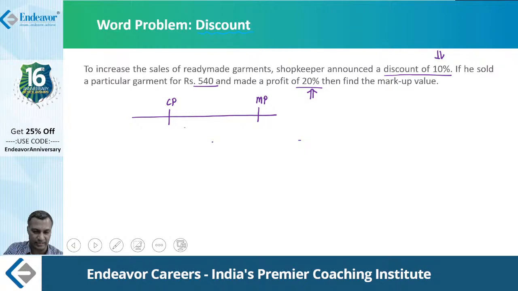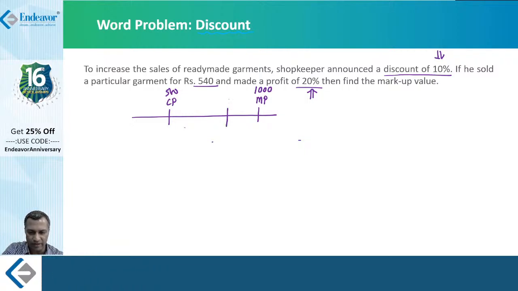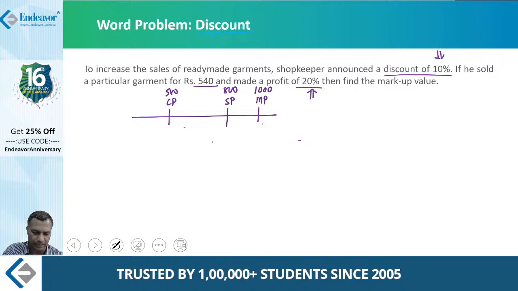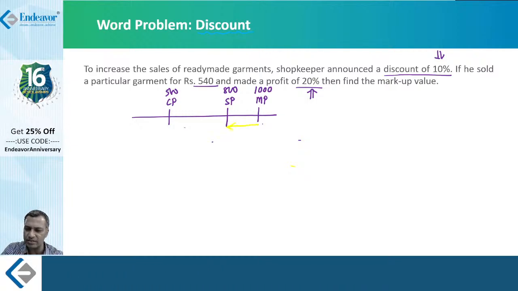If you look at my earlier example, this was 500 and I wrote somewhere here 1000 in the beginning of my lecture. I said somewhere here is my selling price, which was 800, something like that. Nothing to do with this question; I'm just giving you the structure. If I'm at the mark price and I give a discount, where do I reach? Selling price.